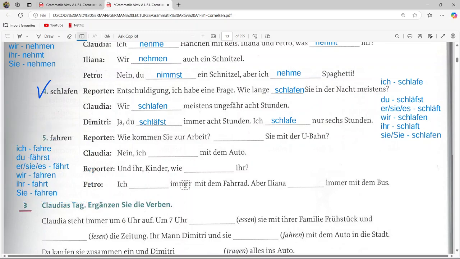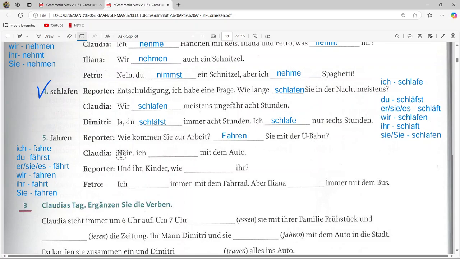Okay, let us read. Reporter: Wie kommen Sie zur Arbeit? So talking to Claudia und Petro. So like, how do you come to work? Then this form is Sie, so we have to use fahren. So we will just write, fahren Sie mit der U-Bahn? So do you travel by the underground railway? U-Bahn means underground train.